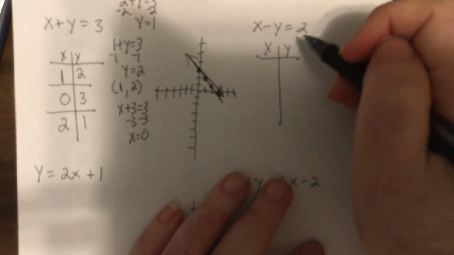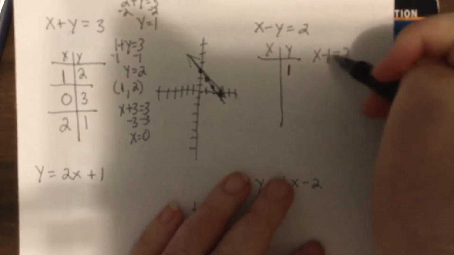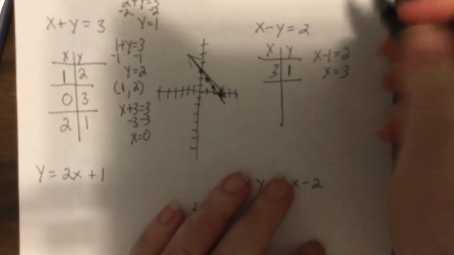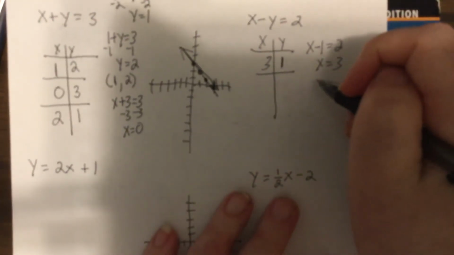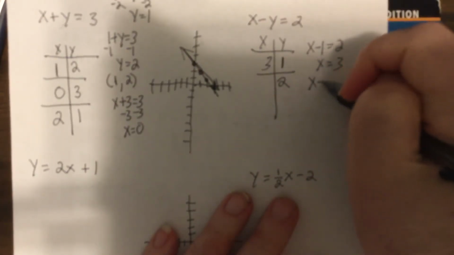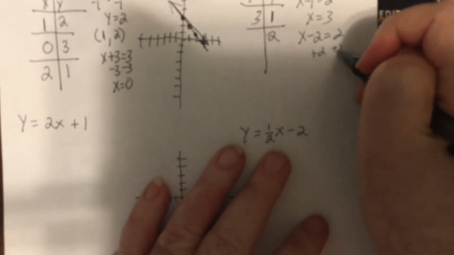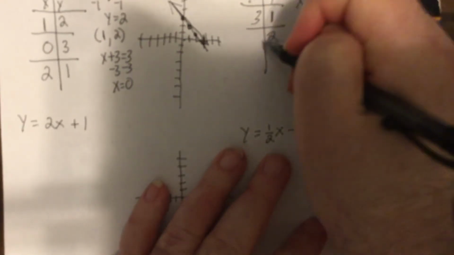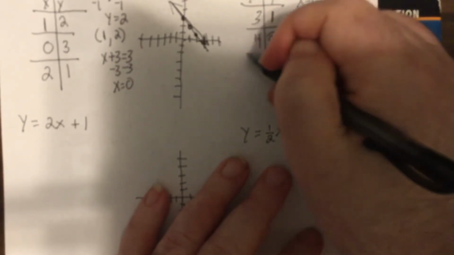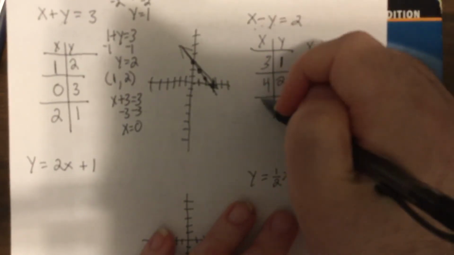Okay, so if I put a 1 in for y, I'd have x minus 1 equals 2. Add 1 to both sides, x equals 3. So if I put 2 in for y, I'd have x minus 2 equals 2. Add 2, x is 4. And if I put 0 in for y, I'd have x minus 0 is x equals 2.